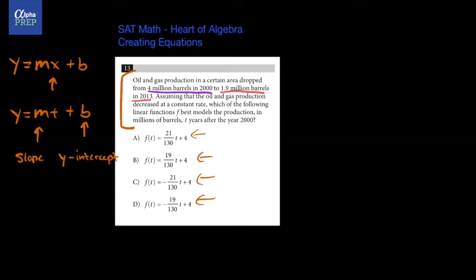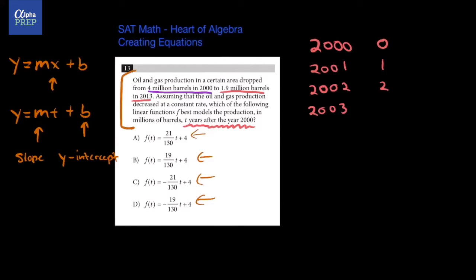So something to pay attention to here is that they're asking for the oil and gas production t years after the year 2000. So what that means is that we can think of the year 2000 as year 0, and we can think of the year 2001 as year 1, 2002 as year 2, 2003 as year 3, all the way up to 2013 as year 13.